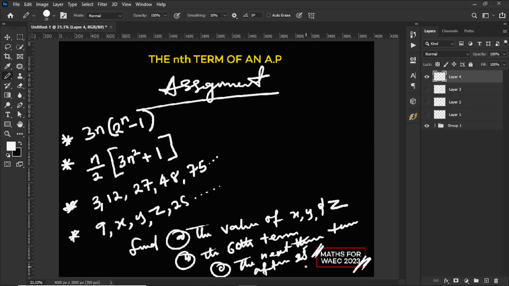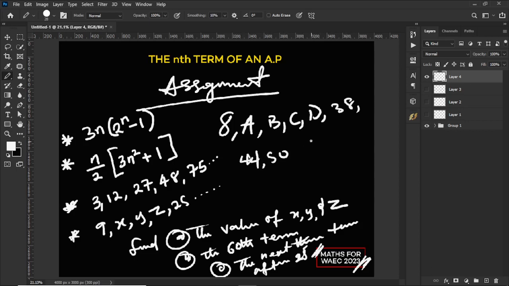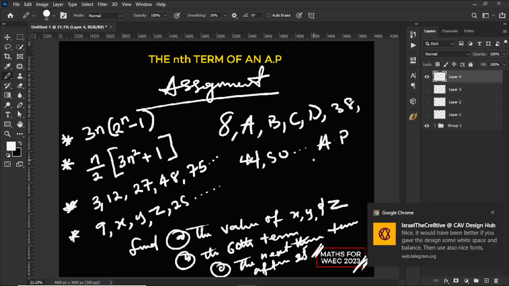If 8, A, B, C, D, 38, 44, 50, and so on, provides an AP, find the values of A, B, C, and D.